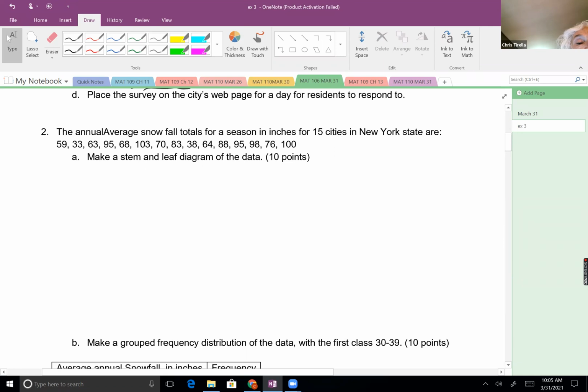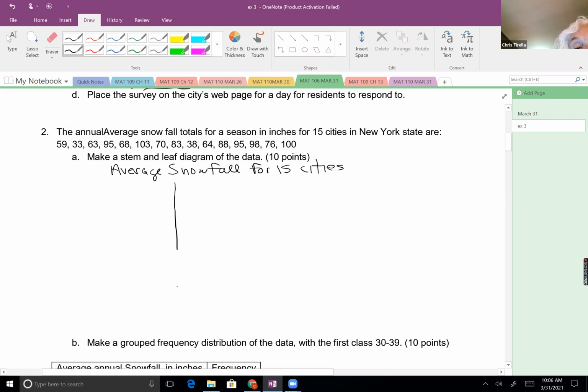Next question says the annual average snowfall totals for a season in inches for 15 cities in New York State are, and then we've got the numbers given. And I ask you to make a stem and leaf diagram of the data. When you make a stem and leaf diagram of the data, doing it by hand, it's important that you give it a title. So this is the average snowfall for 15 cities.